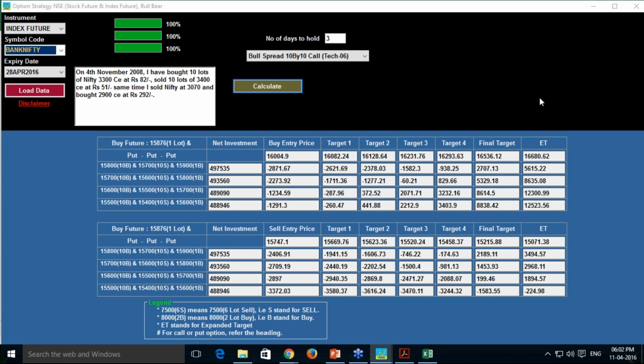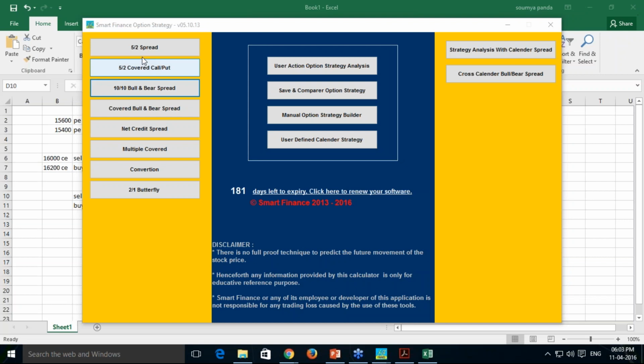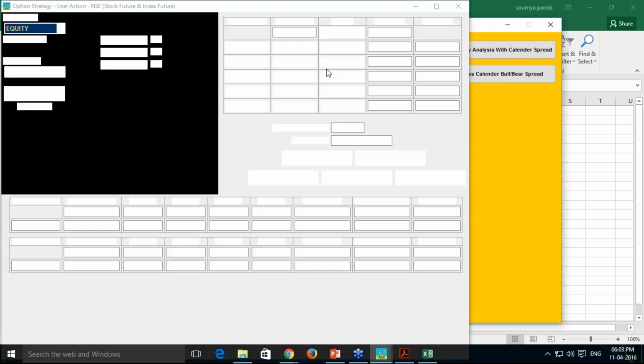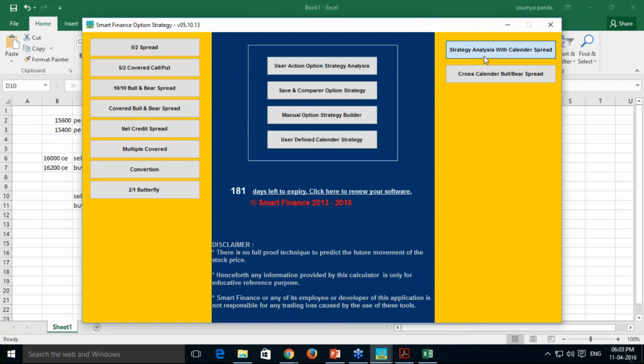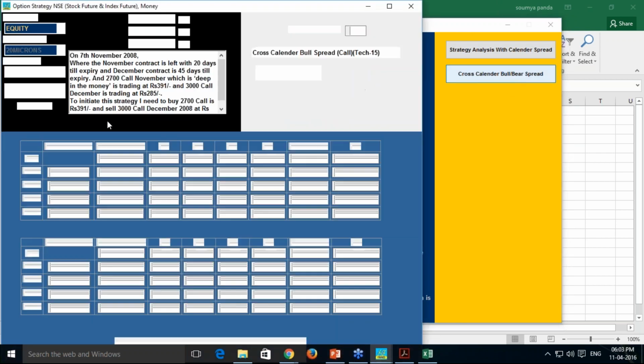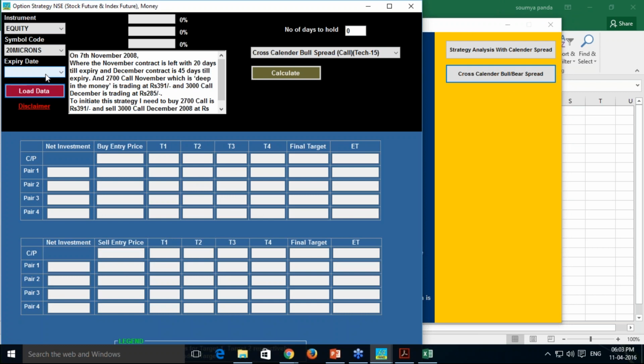So we'll be giving you a training module of 7 to 8 hours to understand all those options concepts. You'll be getting the printed book and you'll be getting this software. It has a scanner and a feature to save and compare: today you form, tomorrow you compare. You can form any strategy of your choice, any cross calendar and calendar spreads, whatever I have told you. Similar kinds of strategies you can also form.